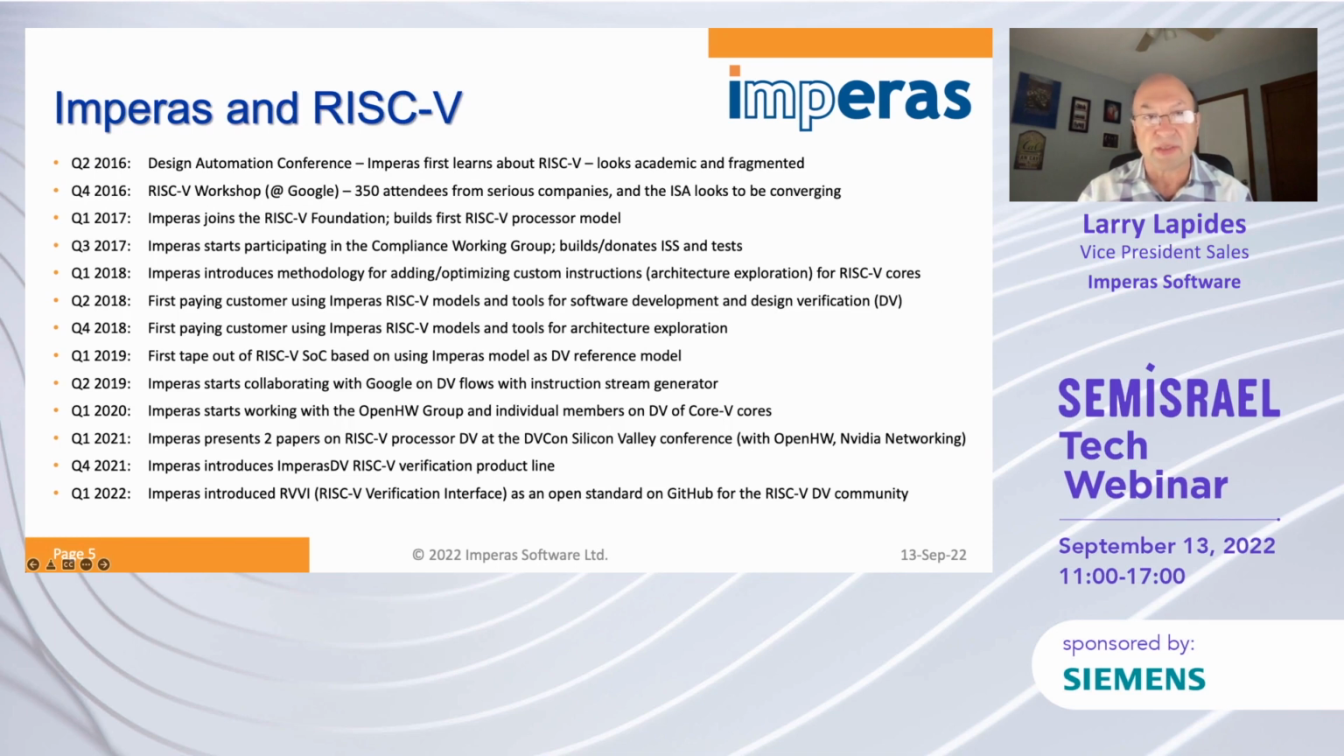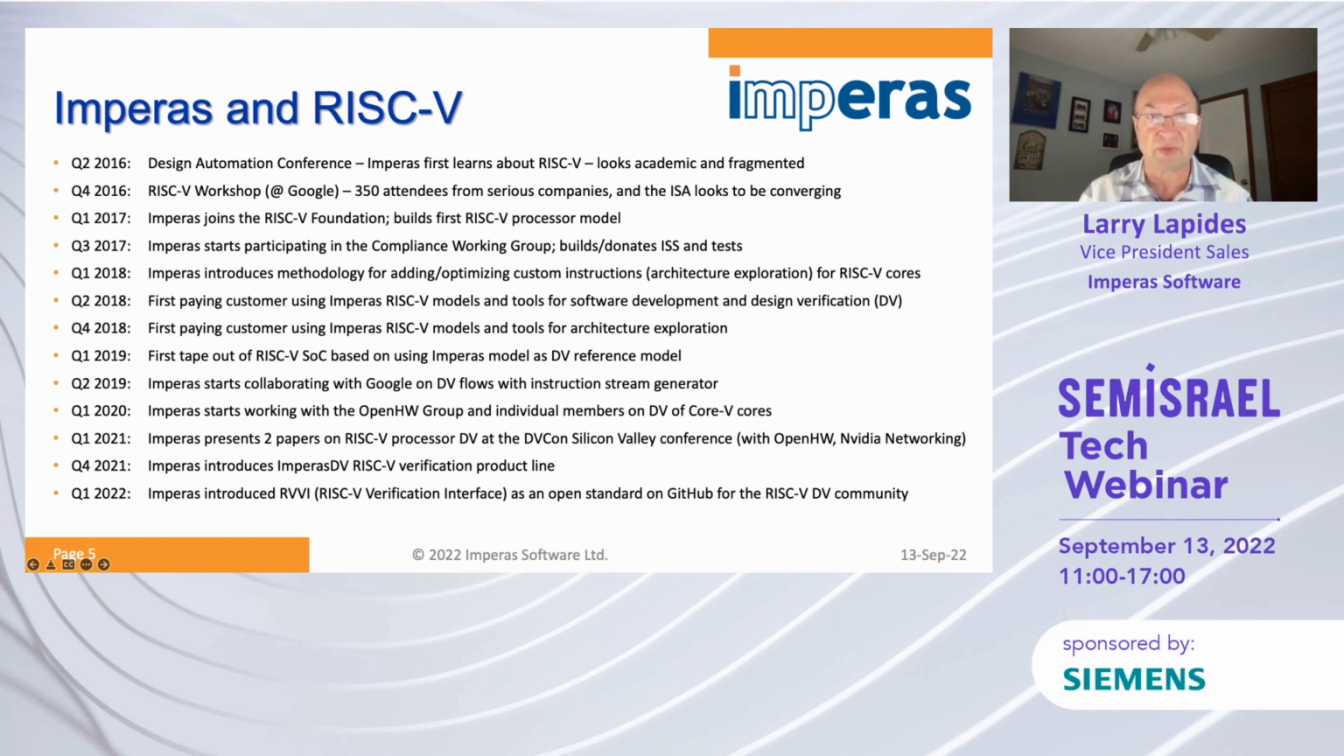Imperas started looking at RISC-V in 2016, before RISC-V International was founded. It was a little bit academic and fragmented at the time, but very quickly started to converge. And Imperas joined the foundation right at the beginning. We started building models, started working with other partners in the RISC-V community, and very quickly started working with customers. And we've continued up to this point.